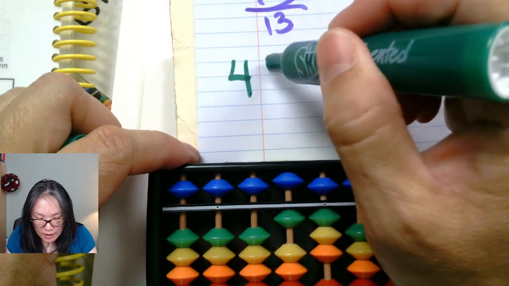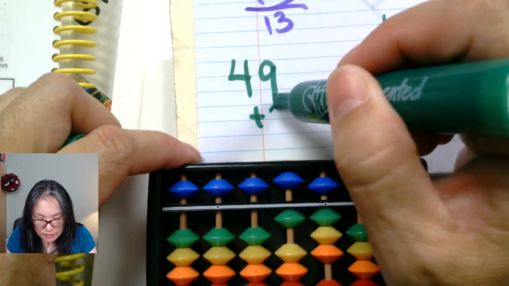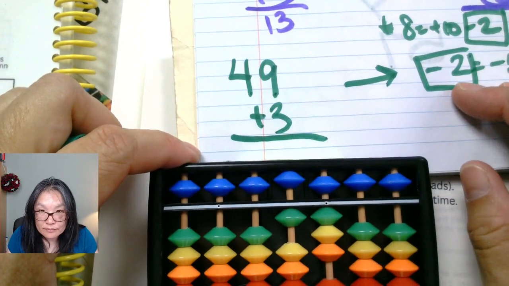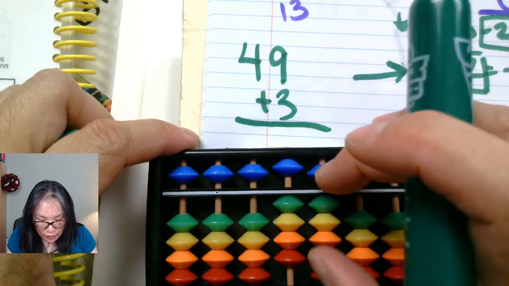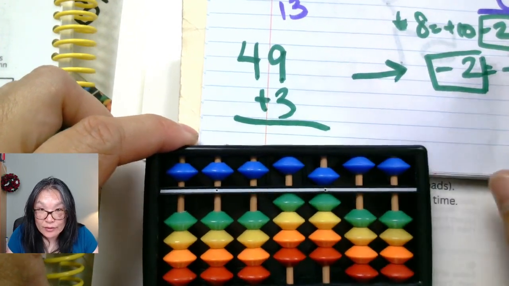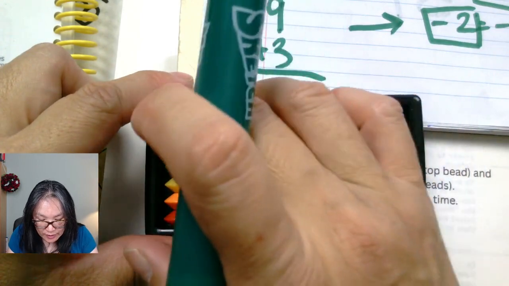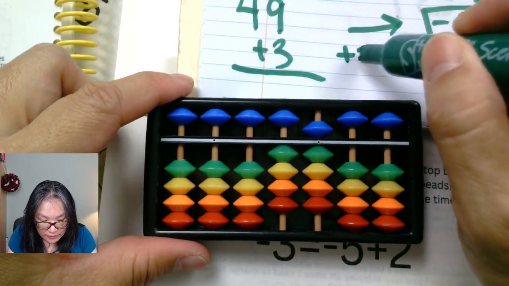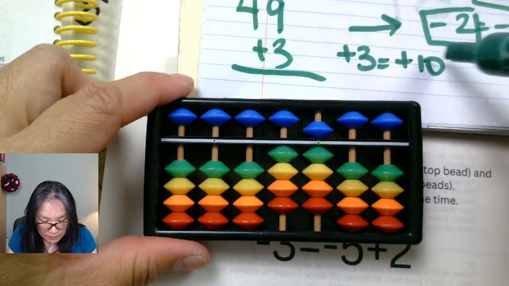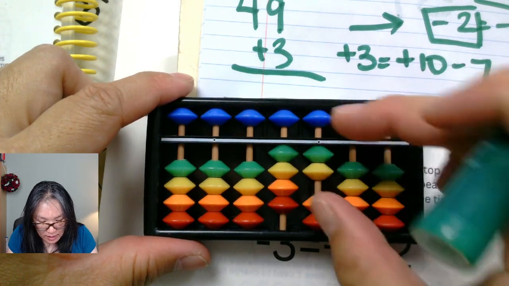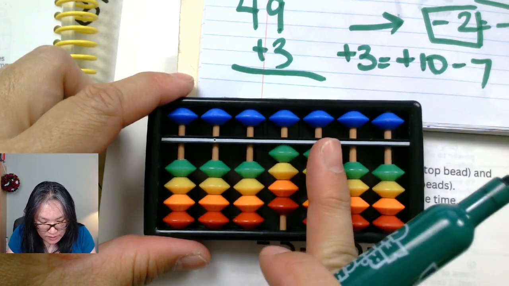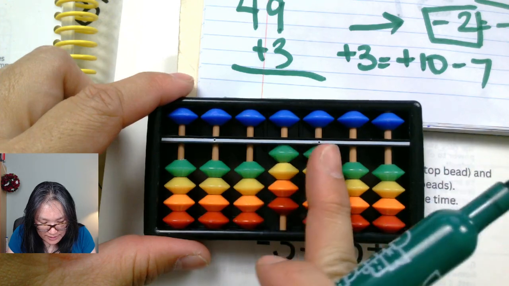We can do 49 plus 3. Same thing. So when we do 49, we do 40, we do 9. We're going to add the 3. When we add the 3, we know plus the 3 is equal to plus the 10 minus 7. So I'm going to minus the 7, and I plus the 10. Remember 1, 0? Add the 10, 1, 0.